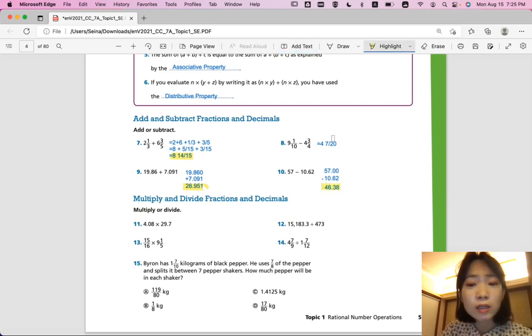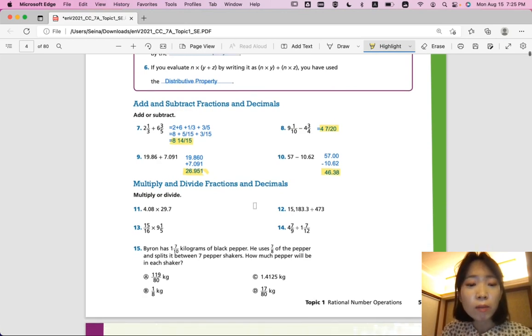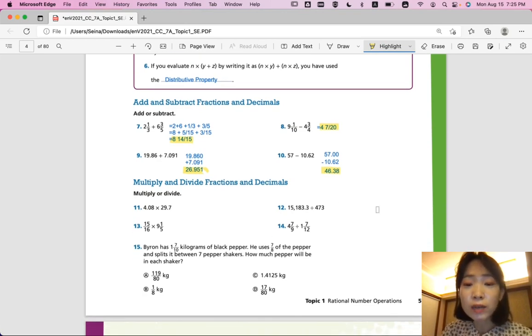Alright, so far so good. If you got all of them correct, good job. You are ready for adding and subtracting fractions and decimals. What about multiplying and dividing fractions and decimals? If you haven't done this already, please go back and do it. But we're going to check answers now.